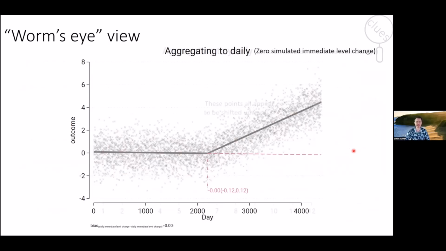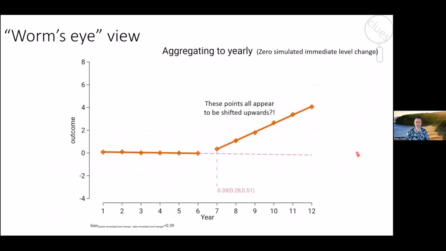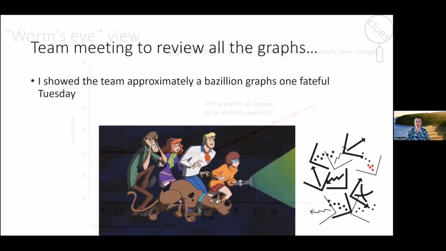So what's happening with yearly data then? Here's my yearly data. I've only got my 12 data points now, but I can clearly see that there is something happening here. All of these points appear to be shifted upwards. Now that's weird. At least I thought it was weird. What are we going to do?